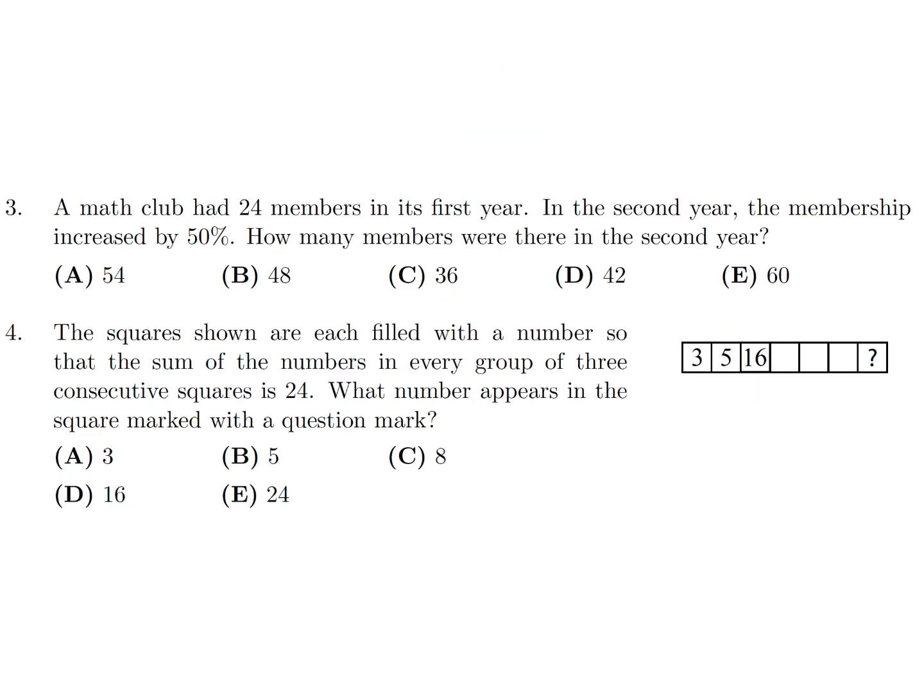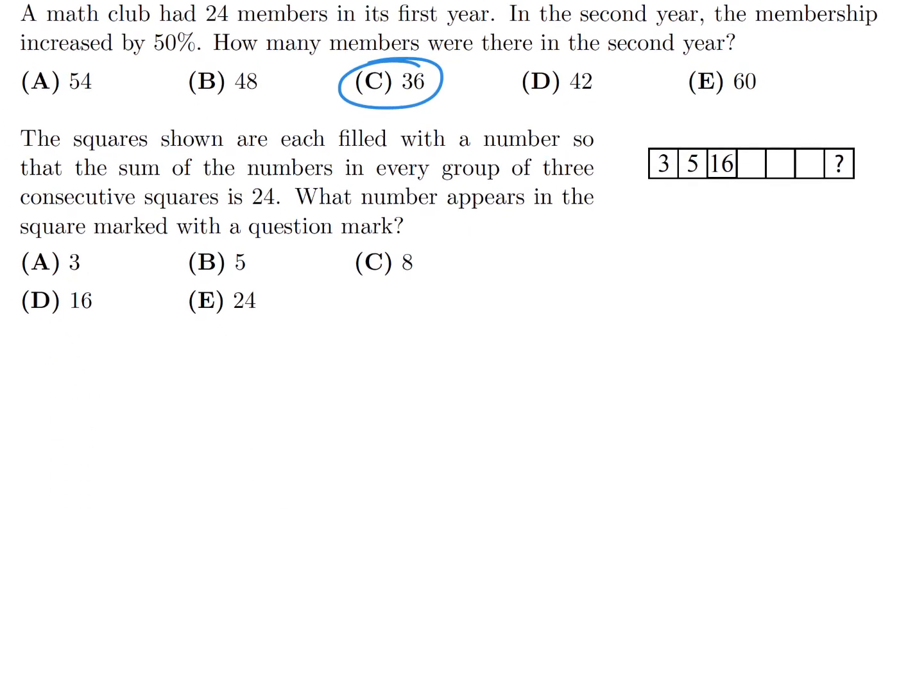The math club had 24 members in its first year. In the second year, the membership increased by 50%. How many members were there in the second year? So 24 plus 50% is basically what they're asking. So that would be 24. 50% of 24 is 12. And therefore, that's 36. So that would be C.